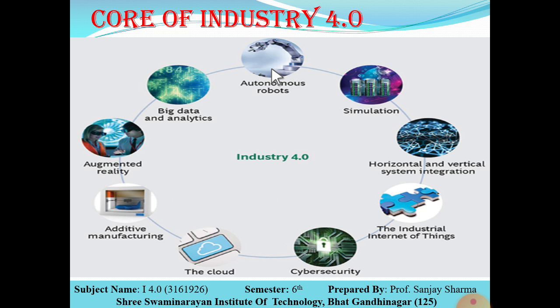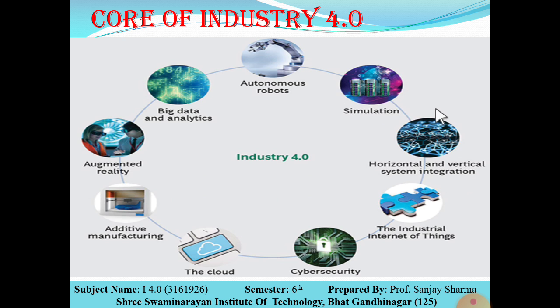So these are autonomous robots, robots which operate independently and behave like a human being. Because when we are manufacturing or machining some part and we find an error, we automatically correct it. The same thing will be done by the robot. Then simulation. Whatever we are manufacturing, suppose I want to manufacture a thread, I have to design that thread and simulate it.